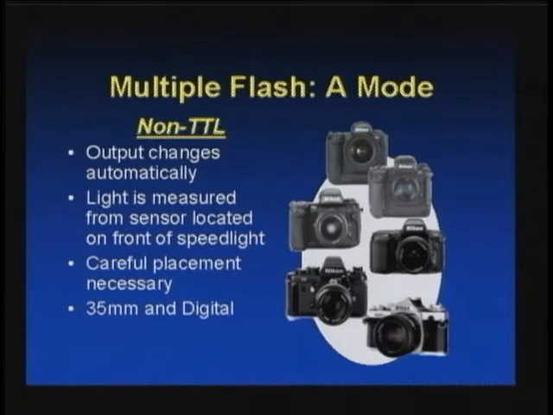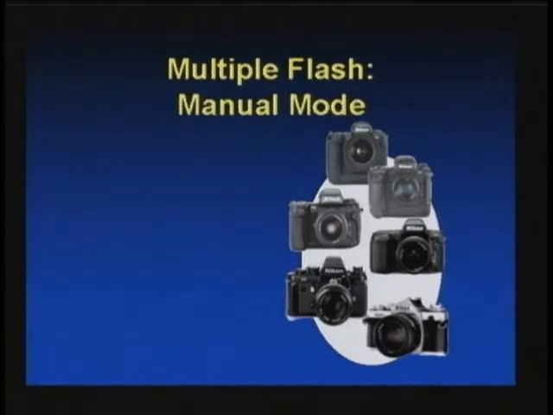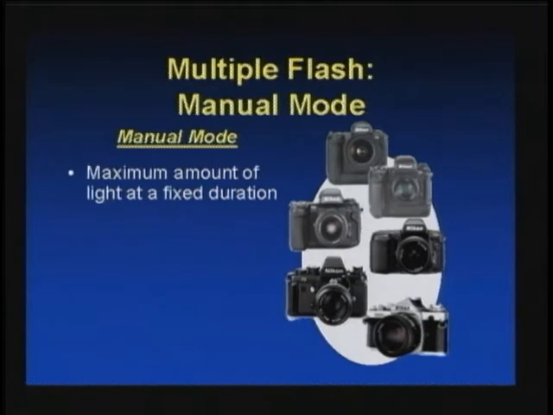Manual mode for multiple flash is our third mode of shooting. And in manual mode, the maximum amount of light fires each time at a fixed duration. Exposure is calculated using the flash to subject distance method. And I like to use the LCD on the back of my Speedlight as my guide because the flash to subject distance is very precise. And as you select an aperture on your camera, that information is transmitted exactly on the back of the LCD of the Speedlight.